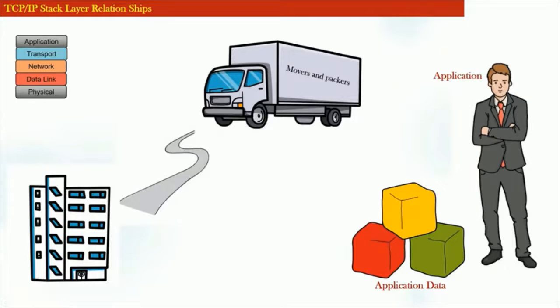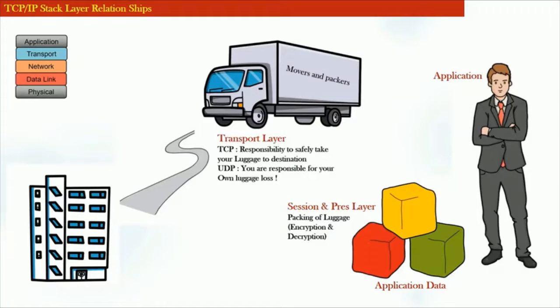His luggage is well packed so that it does not get damaged during transportation. This function can be mapped to the session and presentation layer, because the session and presentation layer is responsible for encryption and decryption of data so that the data cannot be compromised while it is on the journey over the network. The courier company is equivalent to the transport layer.